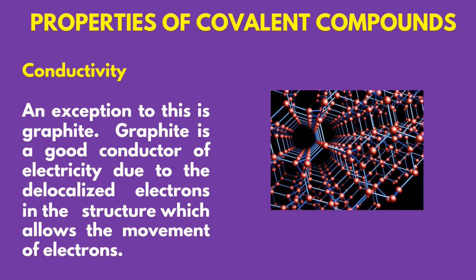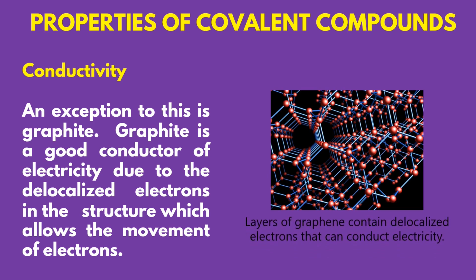Another property of covalent compounds is conductivity. An exception to this is graphite. Graphite is a good conductor of electricity due to the localized electrons in the structure, which allows the movement of electrons. As you can see in the picture, layers of graphene contain the localized electrons that can conduct electricity.